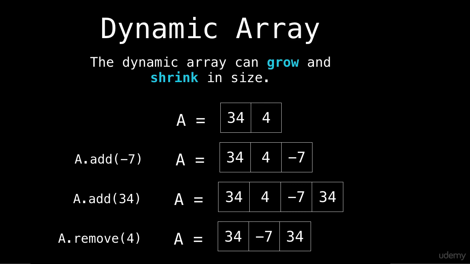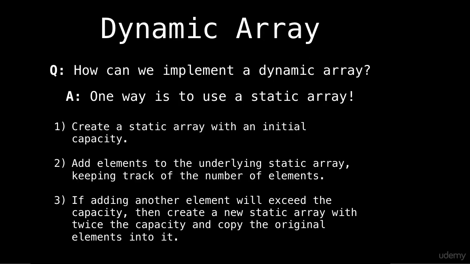So if we have A containing 34 and 4, then if we add -7, it gets appended to the end. If we add 34 again, then it'll add it to the end. And we can also remove elements. So you see here our dynamic array shrank in size. Pretty cool, eh?